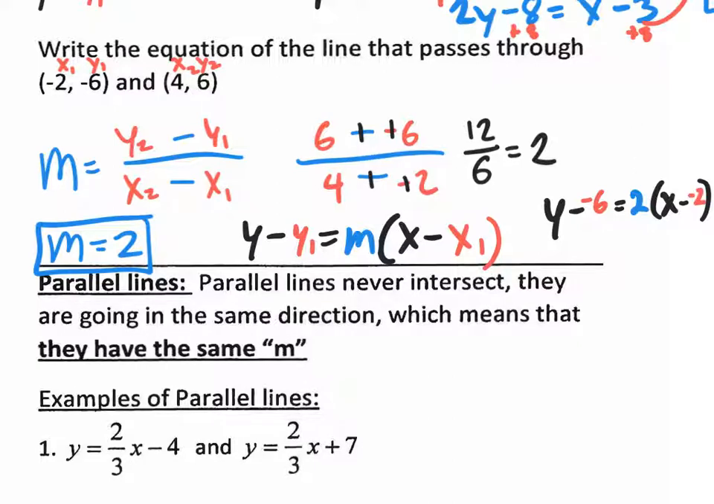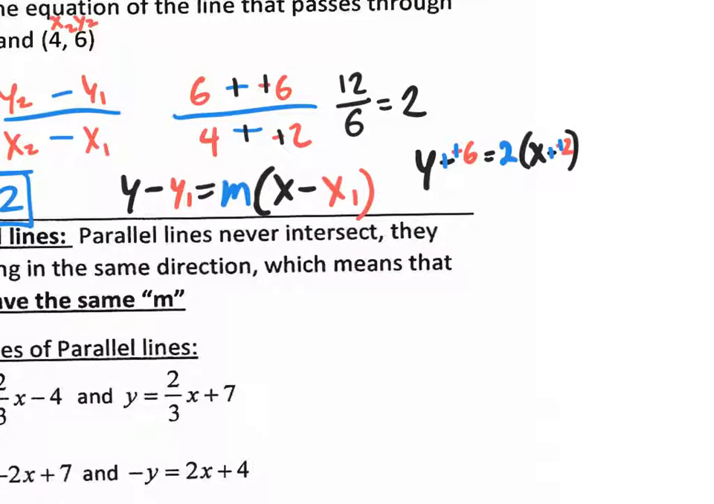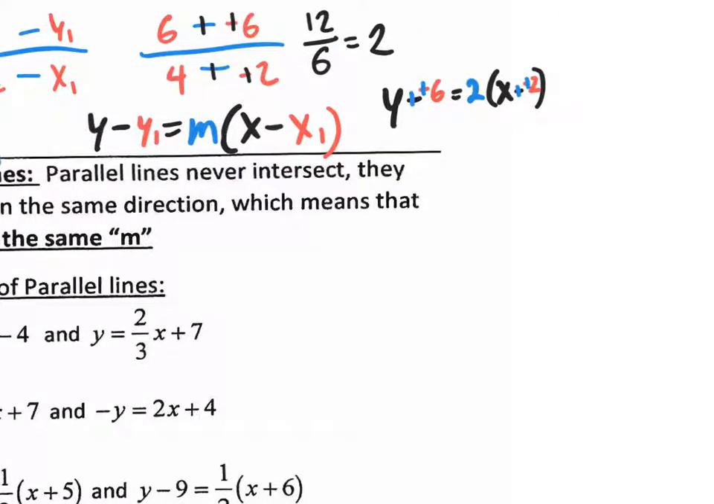Thank you very much. So from here, all you have to do is change the signs to plus, and we have our equation in point-slope form. So our equation in point-slope form is y plus 6 equals 2 parentheses x plus 2. That's point-slope.